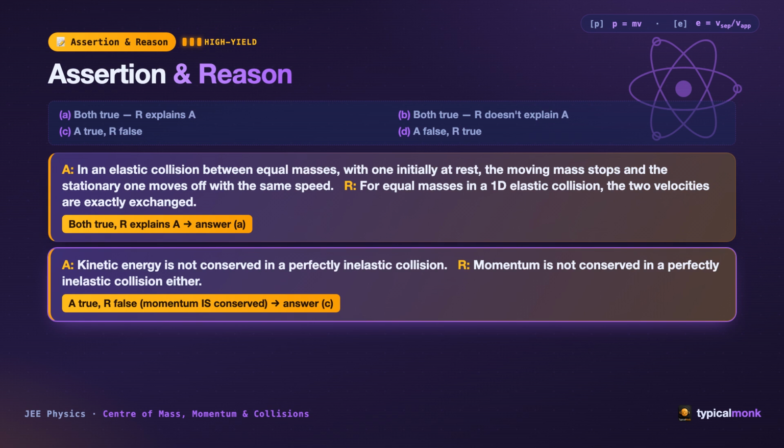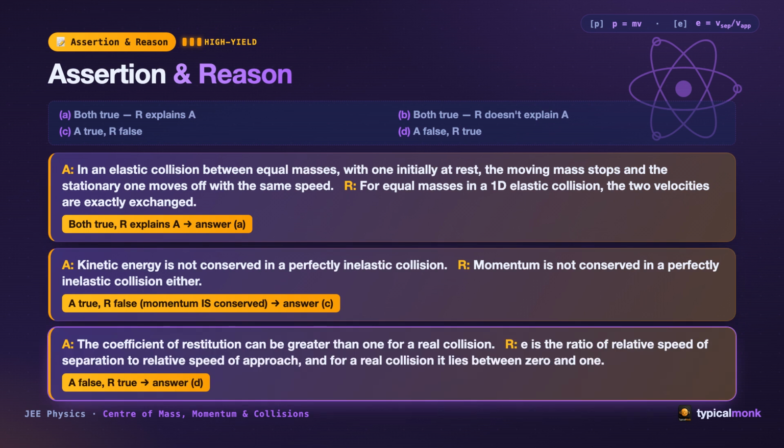Second one, assertion. Kinetic energy is not conserved in a perfectly inelastic collision. Reason, momentum is not conserved in a perfectly inelastic collision either. Pause here, the assertion is true, but the reason is false, because momentum is always conserved when there's no external force, inelastic or not. Answer C. This is the trap that catches Sarah every time.